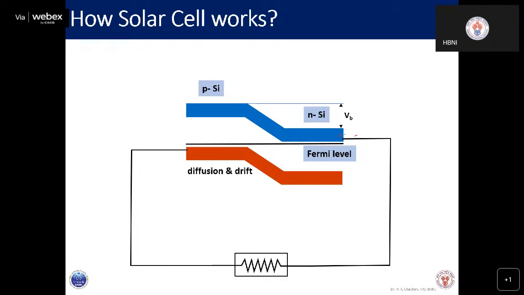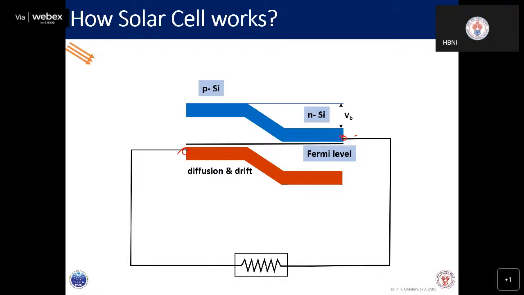So in order to make this junction, a different technology is used where these contacts are made ohmic contacts. So suppose we have now made ohmic contacts, and this is the solar cell.